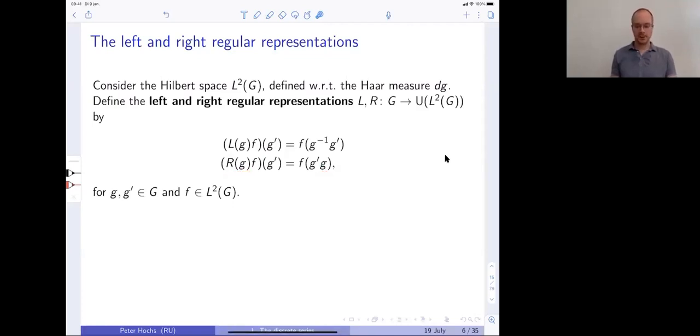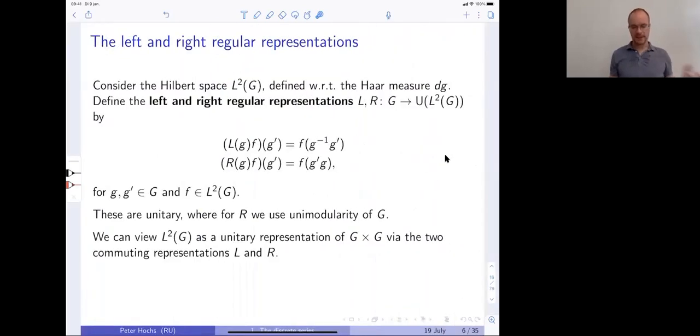Now these are unitary. For the left regular representation, it follows directly because the Haar measure is left invariant. But as I pointed out, because these groups are unimodular, the Haar measure is also invariant under the right regular representation, so R is also unitary. And these two actions commute by associativity. So we can view L2 over G as a unitary representation of the group times itself by L and R.